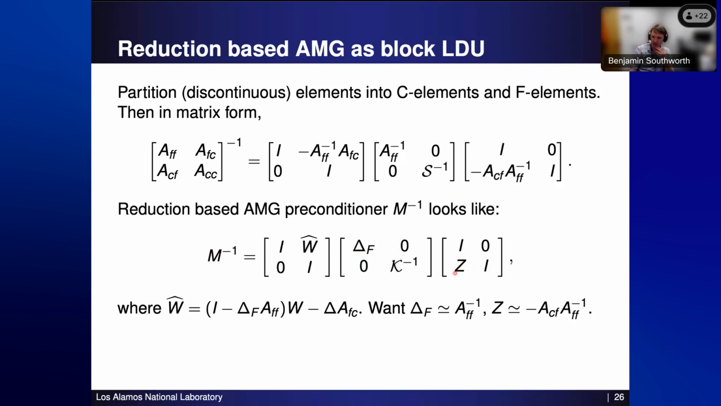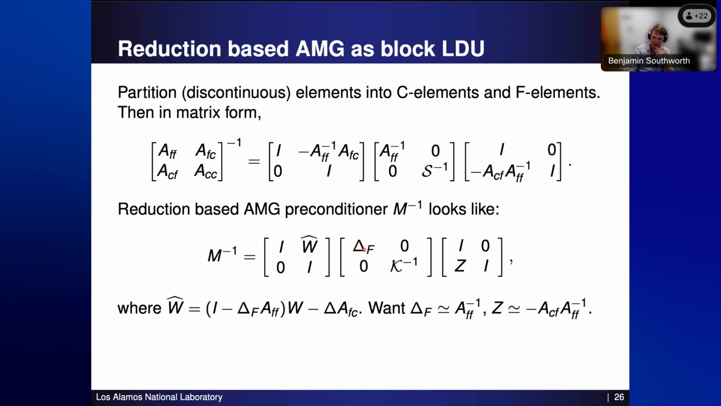And so here's Z, right? That's what we want to approximate ACF, AFF inverse with. Kappa inverse, or script K, this is our coarse grid operator, so that approximates the Schur complement. And then delta F, this is our F relaxation. And then this W hat is what we call effective interpolation. It combines the effects of F relaxation and your coarse grid correction interpolation.